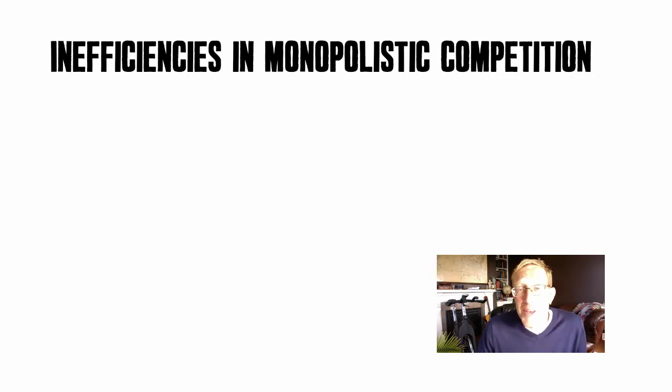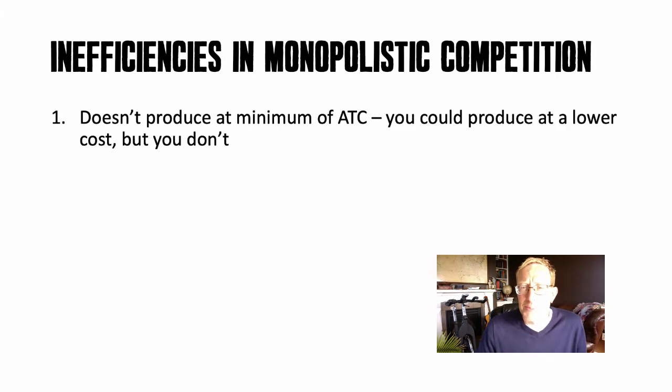Still, there are some inefficiencies in monopolistic competition. The question is how significant are those inefficiencies? First of all, as we saw in the graph, the firm is not producing at the minimum of their average total cost curve. They could produce a different quantity and produce it at a lower average total cost, but they don't.